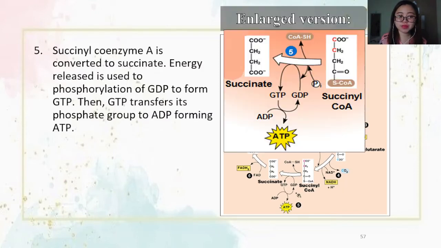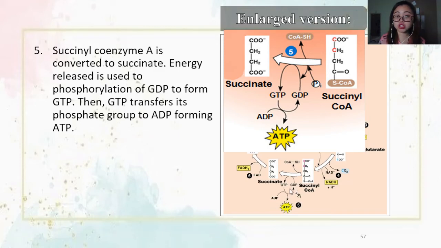In step number 5, succinyl coenzyme A is converted into succinate. Energy released is used to phosphorylate GDP to form GTP. Then GTP transfers its phosphate group to ADP, forming ATP. So, apa yang berlaku di sini? Succinyl CoA, kita akan keluarkan CoA untuk hasilkan succinate. Dalam proses itu, kita juga akan keluarkan tenaga. Tenaga tersebut digunakan untuk pindah phosphate group ke dalam GDP.